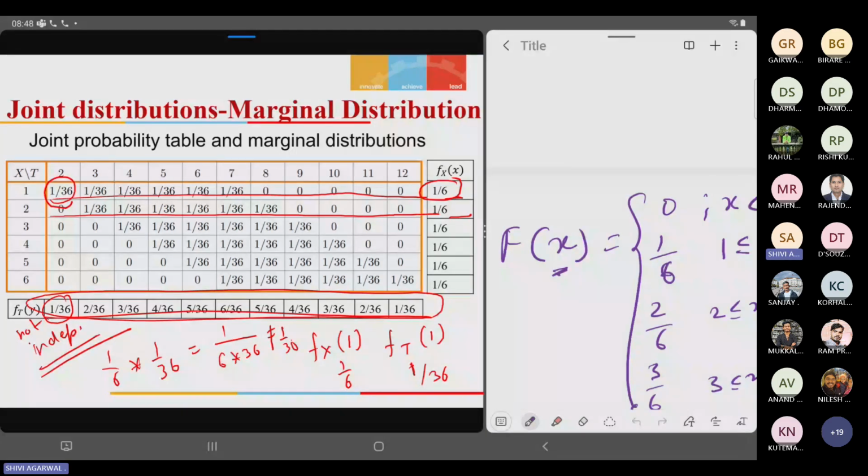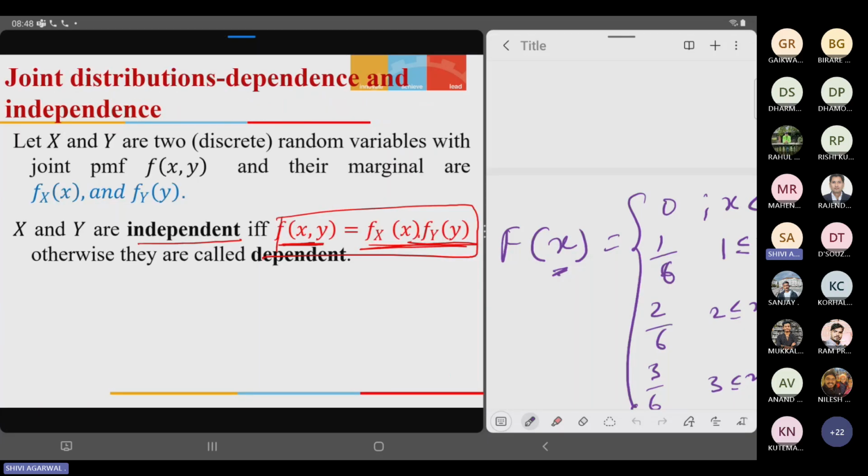Which explanation? You know the marginal density function? You can pick any 2 points. You can check every point actually, and that should be equal to the corresponding joint distribution. So first entry we are picking here, and first entry we are picking here, and that is the first entry from this table. Any value you can pick. If the multiplication of marginal density functions is equal to the joint density function, then we can consider they are independent.